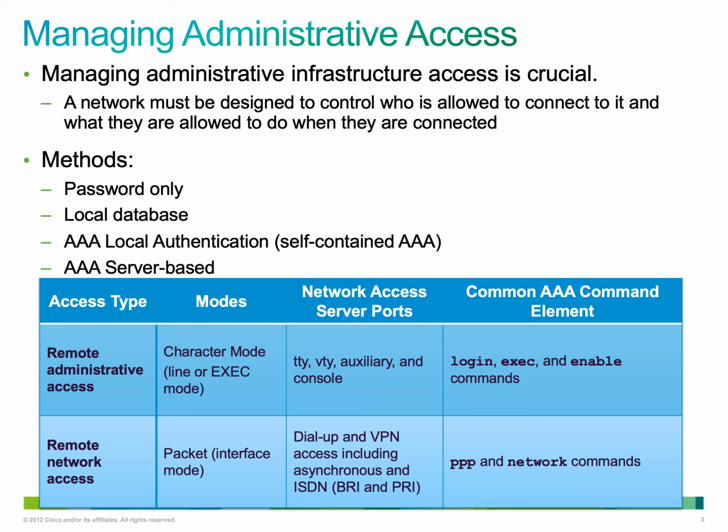Okay, so the second type of access is the remote network access. For this one, the mode is usually packet mode. These are the normal users. The packet mode is the interface mode, where you just work on the system, not as administrative staff. Now, your network access server port usually is dial-up and VPN access, which includes asynchronous and ISDN types. So it's usually the dial-up and VPN access that you have.